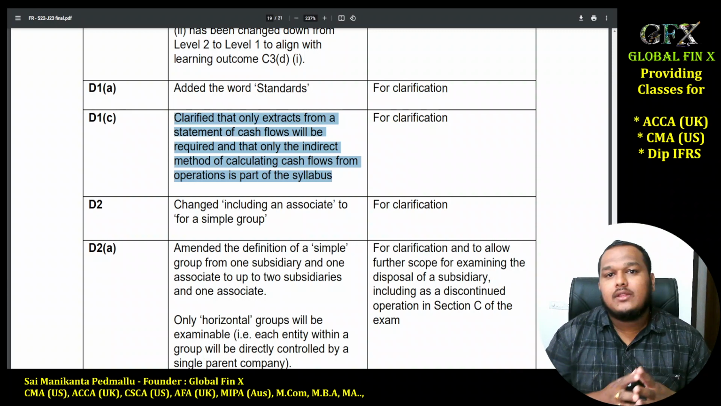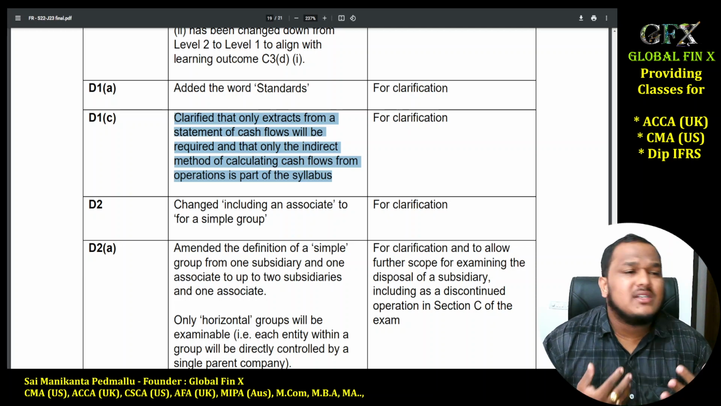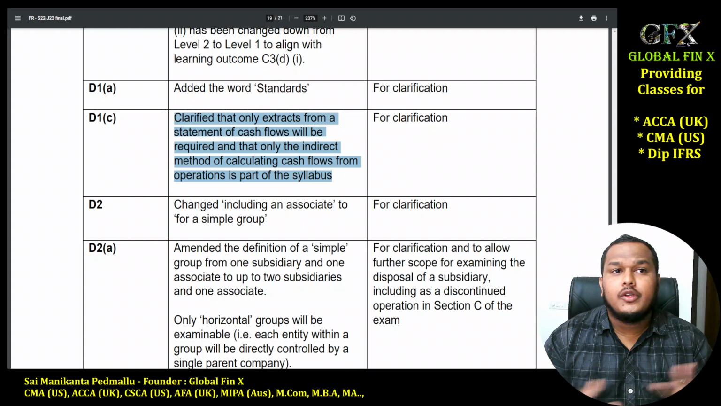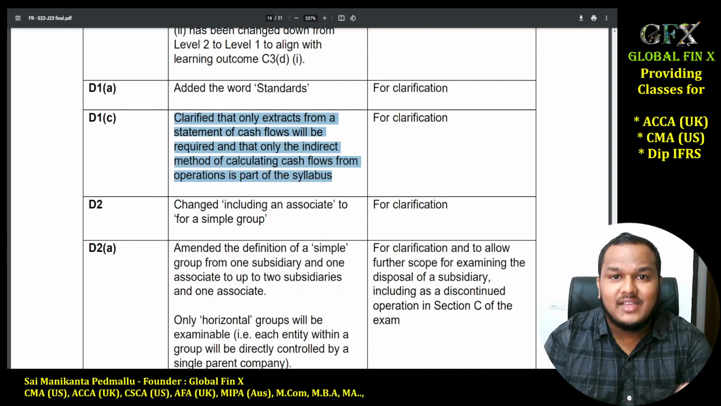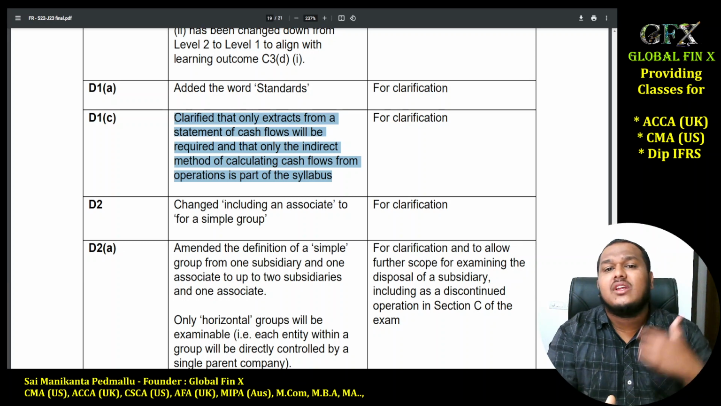So in the direct method, what do we do? We just take the inflows of cash, like cash collected from customers, cash received from, what do you call it, if you have given out a property for rent, rents received, interest received, dividends received.